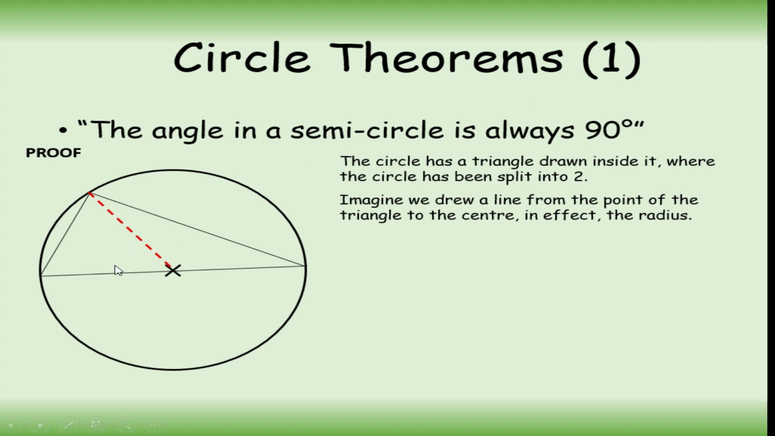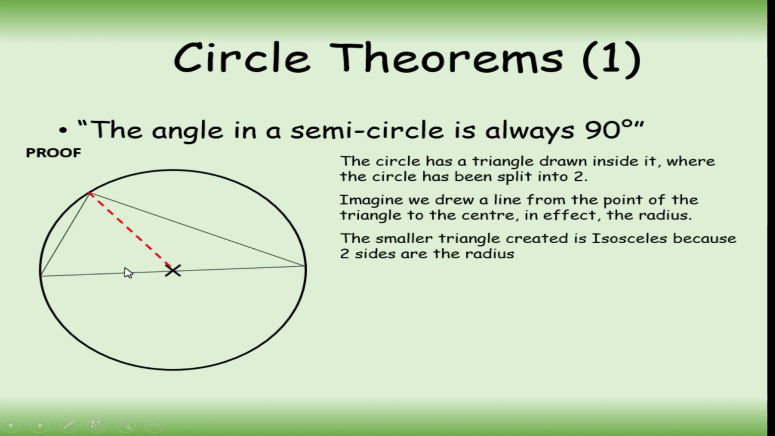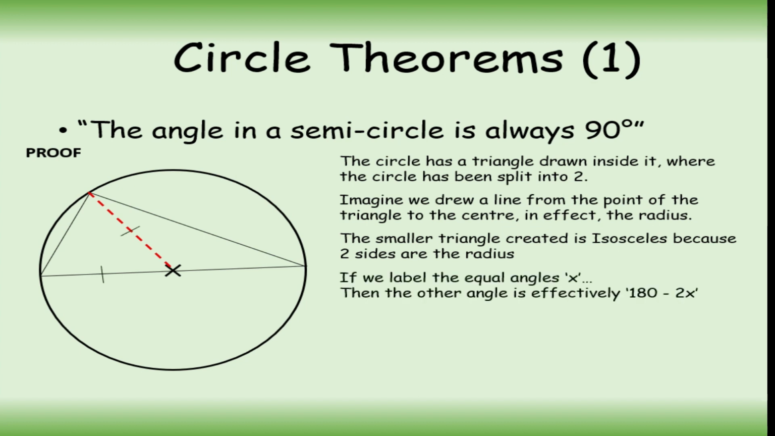So these two lines, since they are both radii, they should be equal, because the radius is always equal. Now the smaller triangle created is an isosceles triangle, because the two sides are the radius and they must be equal. And then if we label the equal angles as x and x, it means that the other angle formed over here is 180 minus the sum of x and x, which is 2x. So we have 180 minus 2x to get this small angle. Alright, because you know that the sum inside here should give you 180. So if I know this and that 2x, then I get the other one.